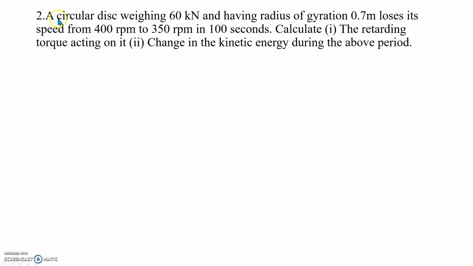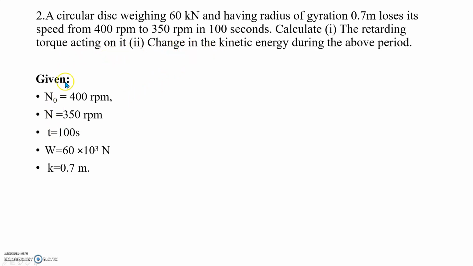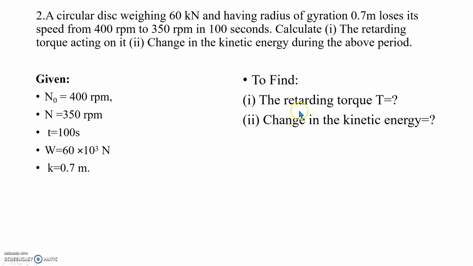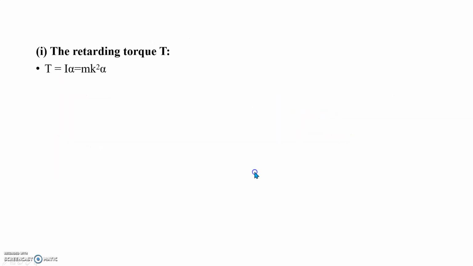Next problem. A circular disc weighing 60 kilonewton and having a radius of gyration 0.7 meter loses its speed from 400 rpm to 350 rpm in 100 seconds. Calculate the retarding torque acting on it. Second, the change in the kinetic energy during the rotation. So you write down all the given data. What we have to determine is the retarding torque and the change in kinetic energy.